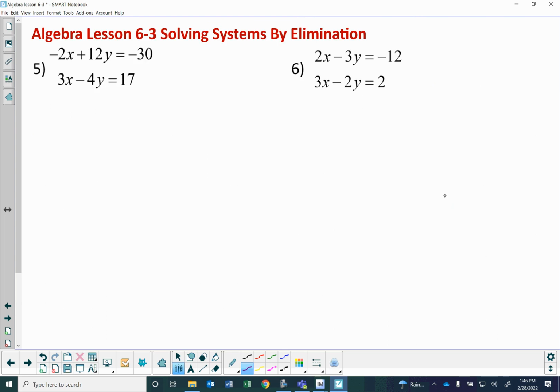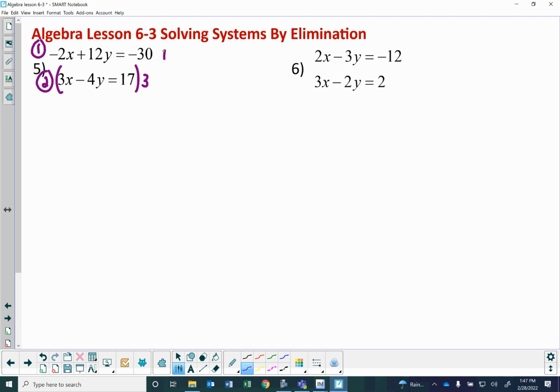Here we have 2x plus 12y equals negative 30 and 3x minus 4y equals 17. I'm looking at these two equations going, okie dokie. Equation 1, equation 2. I could either multiply both equation 1 and equation 2 by something to get rid of x, or I could get rid of y by multiplying equation 2 by 3. I don't even have to multiply by a negative 3. I can just multiply it by positive 3.